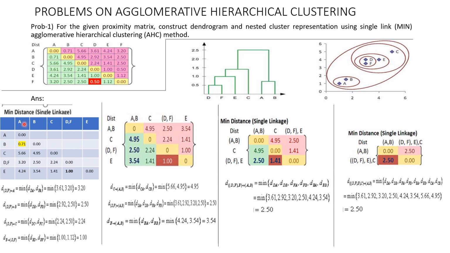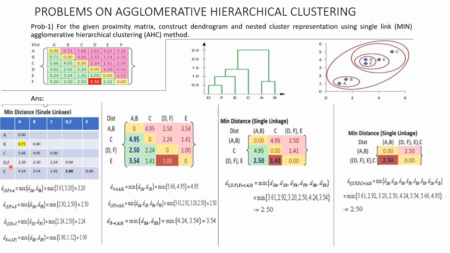Actually the distance from B to A will be the same, 0.71, as given in the original problem. Distance from C to A is the same, 5.66, as given in the original problem. The only thing you have to calculate is distance from DF to A, DF to B, DF to C, right? What is the distance from DF to A? It's very simple. Please concentrate here.